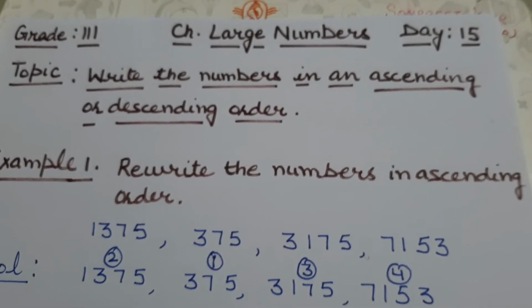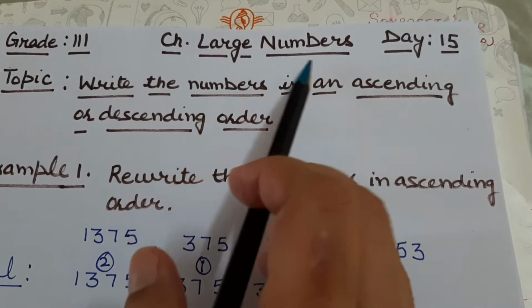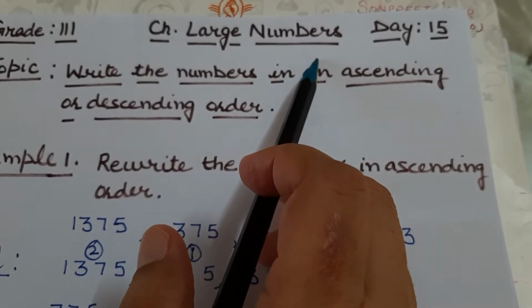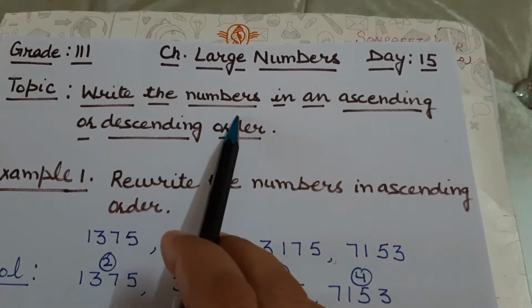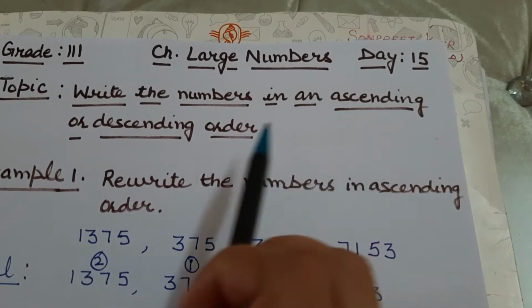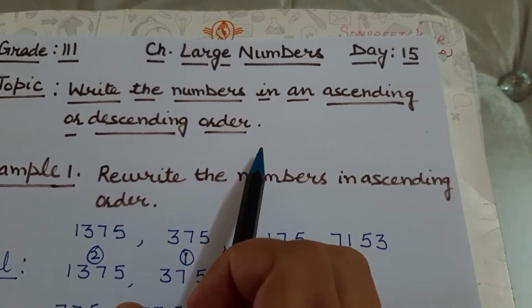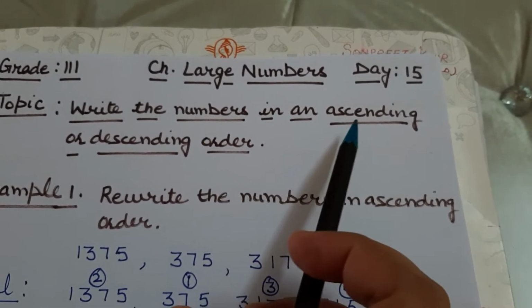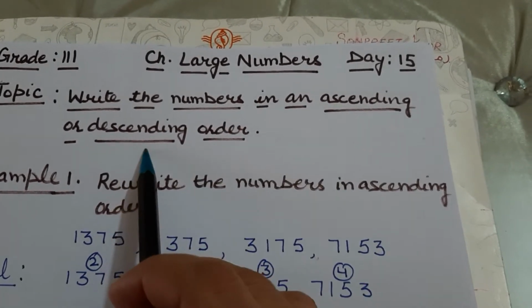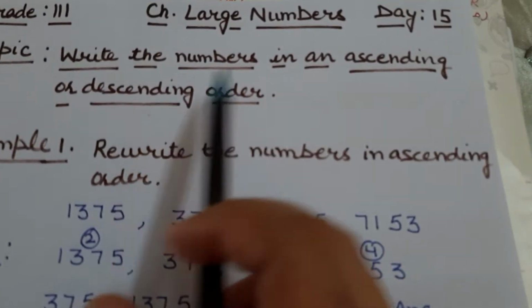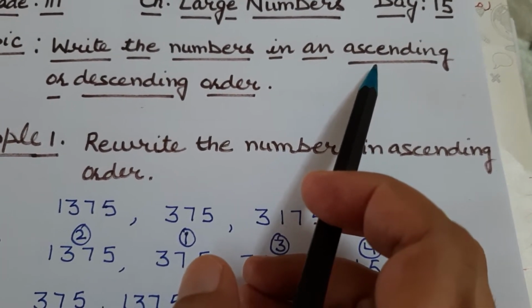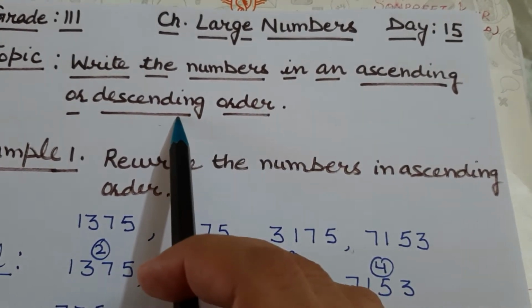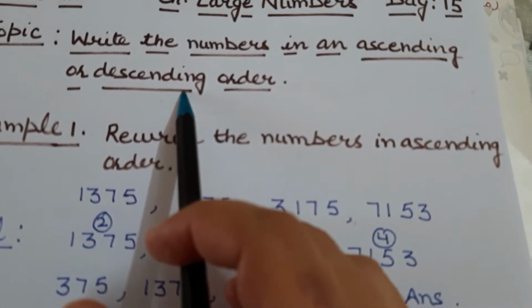So students, as you know, we are doing the large numbers chapter. Today our topic is to write the numbers in ascending or descending order. Are you all aware of what ascending and descending order are? Ascending order is increasing order. Descending order is decreasing order.